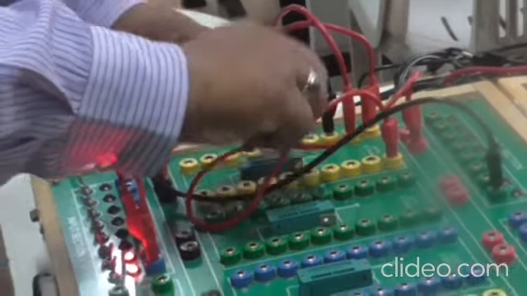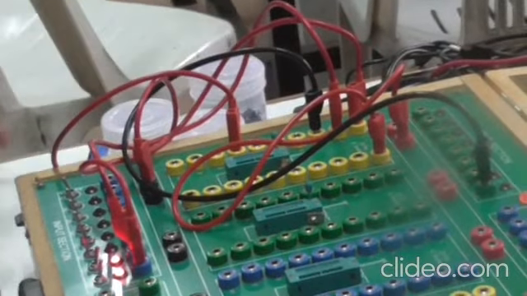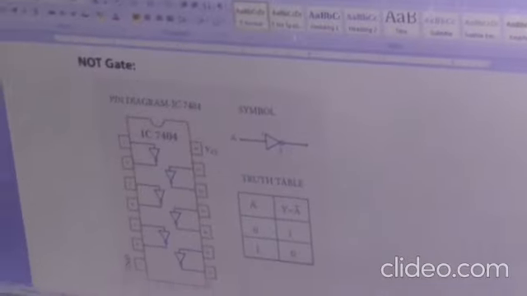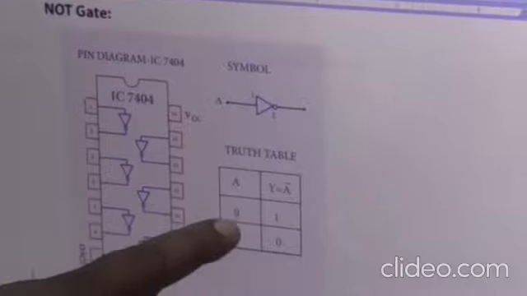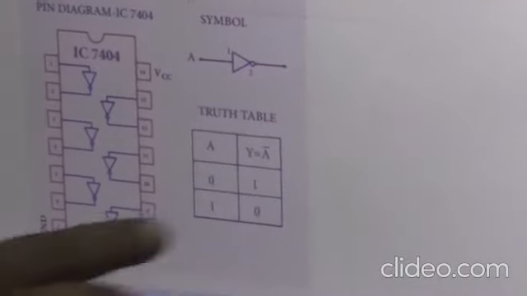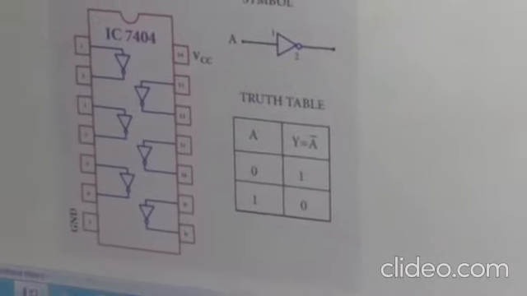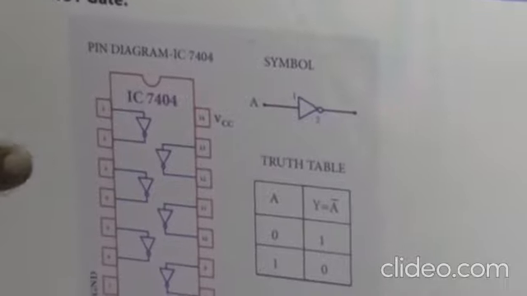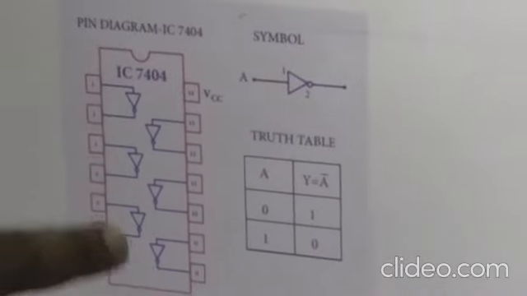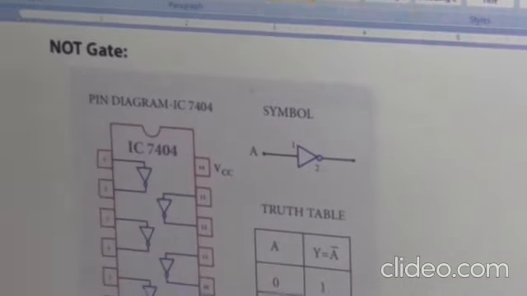Clear? So if you consider the NOT gate IC, the NOT gate is nothing but an inverter. Here you see, the NOT gate is nothing but an inverter. If your input is 0, output is 1, and if your input is 1, output is 0. Clear? How exactly will it be connected? It's like this. How many slots are there totally? 6 slots are there. Which IC is used? IC 7404, the NOT gate IC.